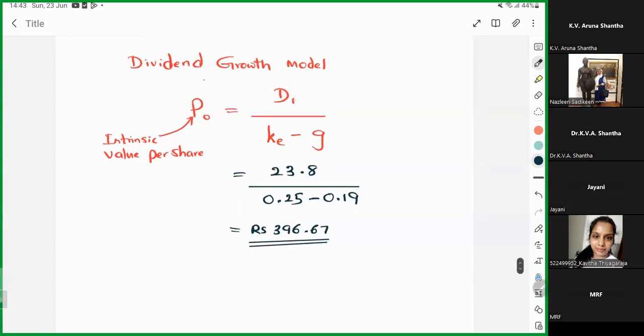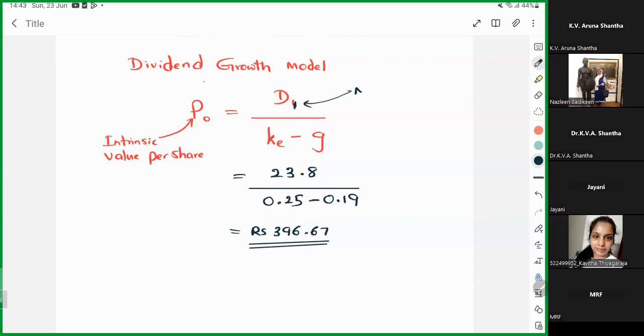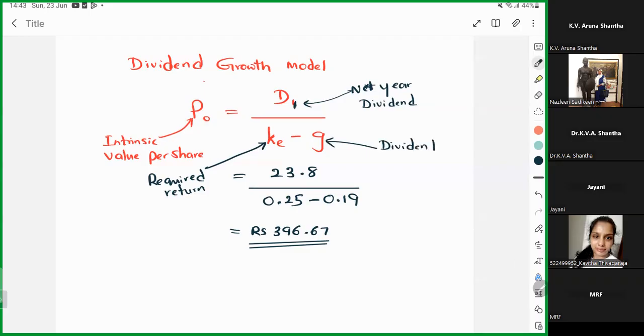Right. So in the growth model, D1 is next year's dividend. You can take down: D1 is next year's dividend. K means investors' required rate of return. You can remember, every time to discount the cash flows, we apply the required rate of return. So that's K. G is the dividend growth rate.